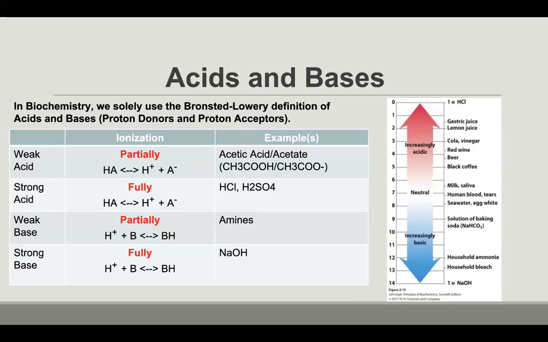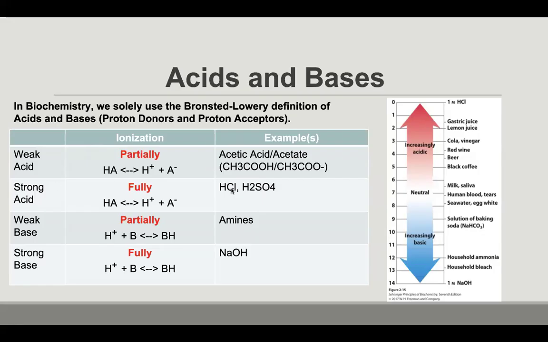All right, so now we're going to talk about buffers. Oh, actually, sorry. First, we're going to talk about weak acids and bases. In weak acids and bases, we use the Bronsted-Lowry definition, which is proton donors and proton acceptors. As you see, weak acids partially break apart. So acetic acid or acetate, they don't release all of their hydrogen ions. They only partially break apart when they interact with other molecules.